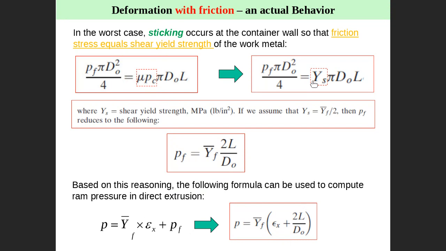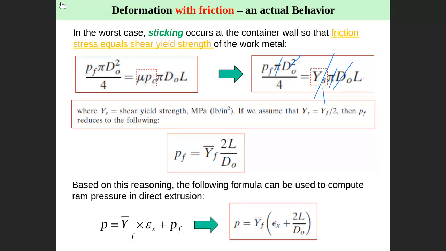Here, BC is equal to YS, which is the shear yield stress, and this YS is equal to Y bar flow divided by 2. So this value can be replaced by Y bar flow divided by 2. And as I told you, this square goes with this one, by goes with by. I need to know what is the BF value. The question is, what is the BF value?